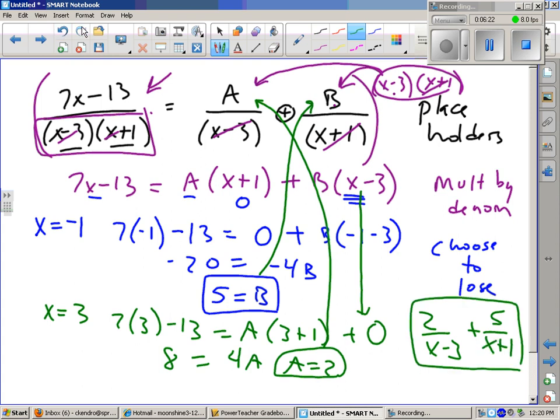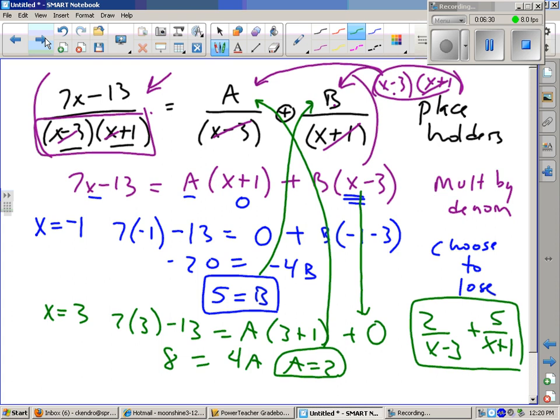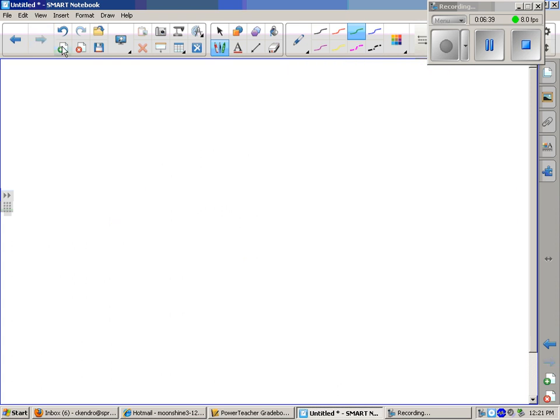Oh, that's not what I wanted to do. Look at the page before and notice that's exactly what we started with. And that's how we got the 2 and the 5. This placeholder system is how you get the 2 and the 5. All right, let's try another one. These get easier as you do more of them, so you really have to practice.